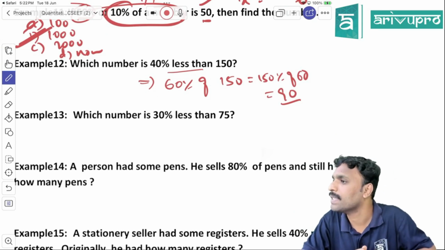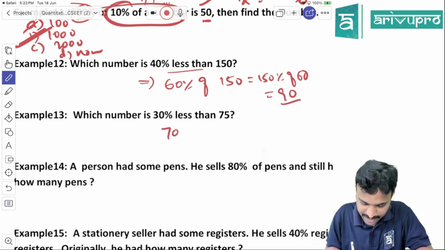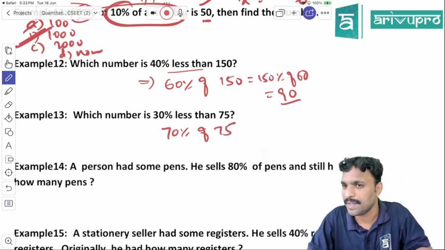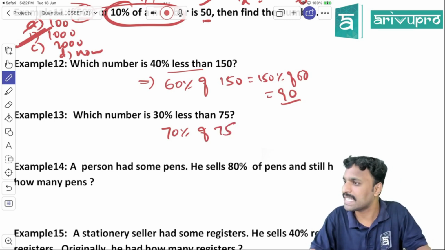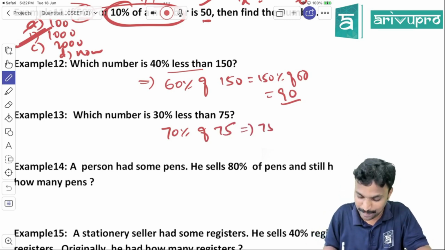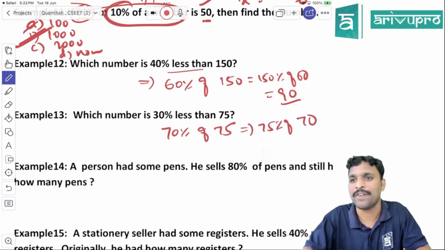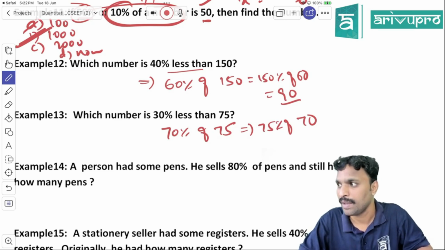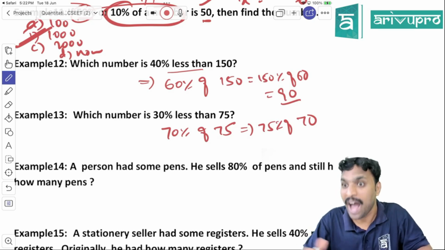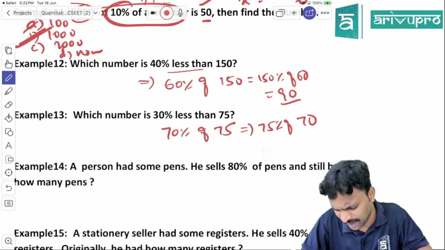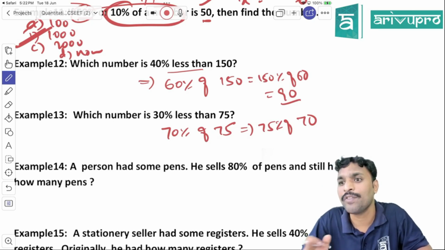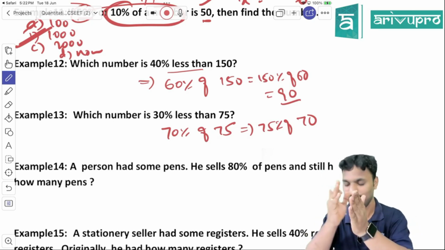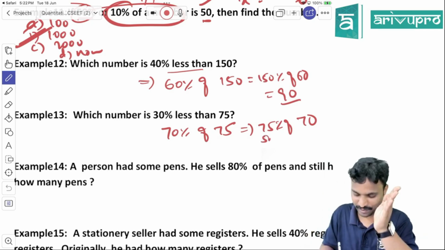That means 70% of 75. Which way is easier? 75% of 70 is easier than 70% of 75. First of all, find 50%. 50% of 70 is 35. 25% of 70 is half of 35, which is how much? 17.5.